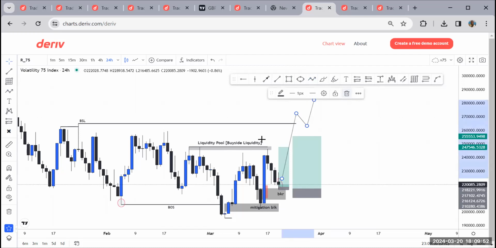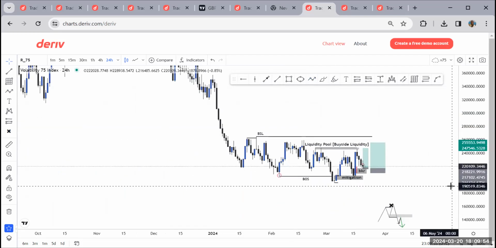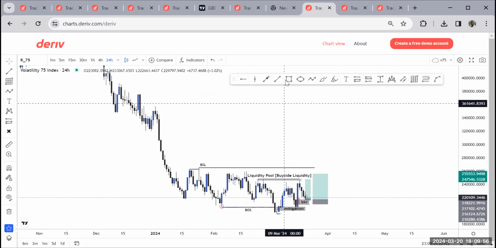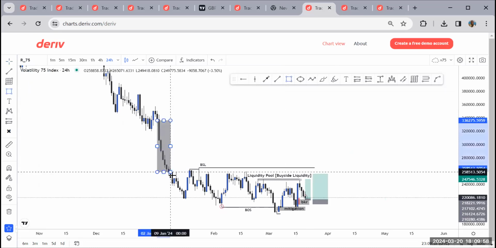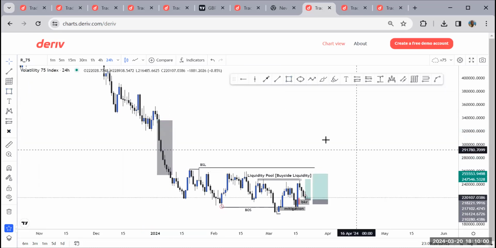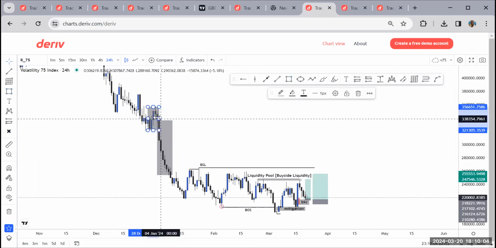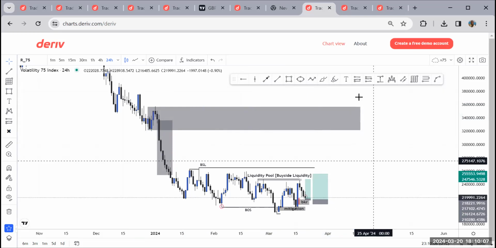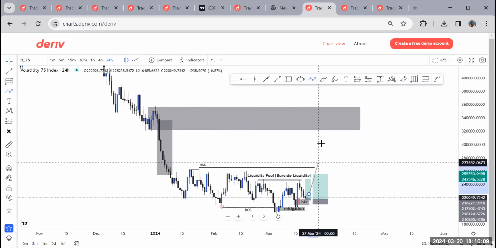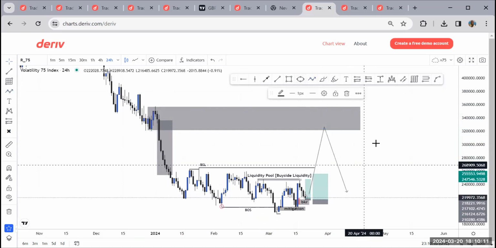Because if price breaks out of this consolidation, we have a lot of imbalance here to fill before we get into this supply area that is on the daily. So if price should break out of that zone, then we are coming here before we fall.